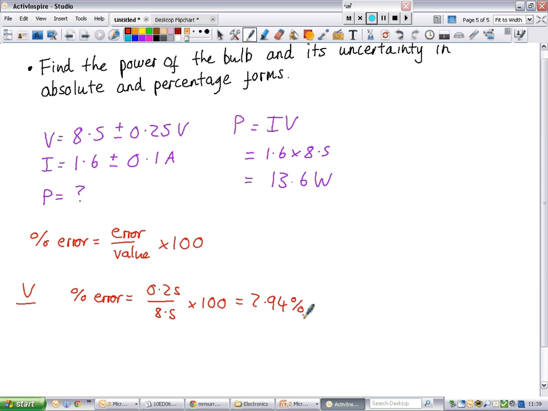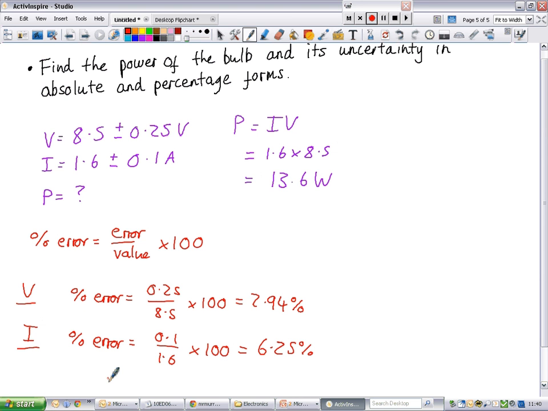And for I, the percentage error is 0.1. So percentage error we should have there. Percentage error is 0.1 divided by 1.6 multiplied by 100 gives 6.25%. So we've got two percentages there.